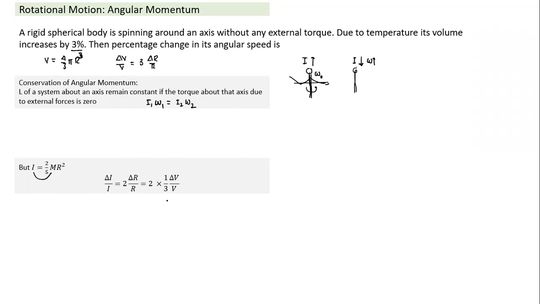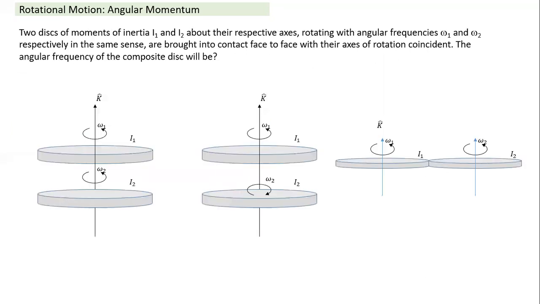Delta R by R can be written as 1 by 3 delta V by V. So the volume changes by 3% because the radius has changed by 1%. The radius has increased by 1%. Now we can simply substitute here. This is based on delta I by I plus delta omega by omega equal to 0, since angular momentum is constant. So we substitute this term here and find the percentage change in omega. Very easy to find. That will be 2%, and if I has increased, omega will decrease by 2%.